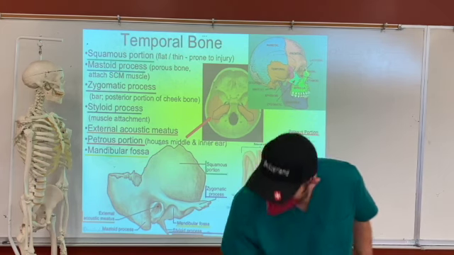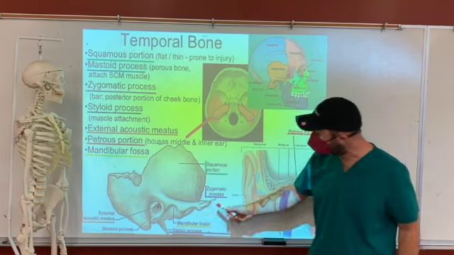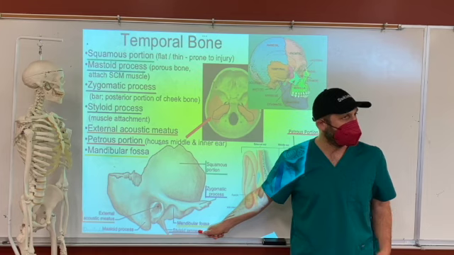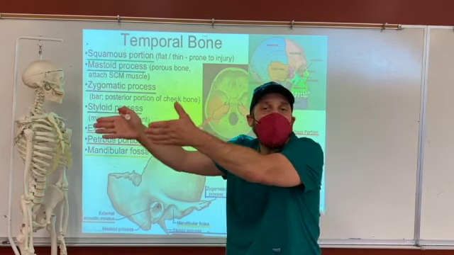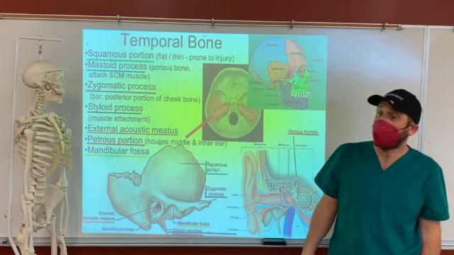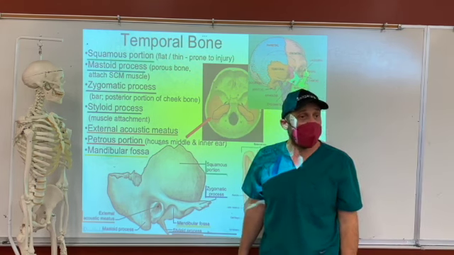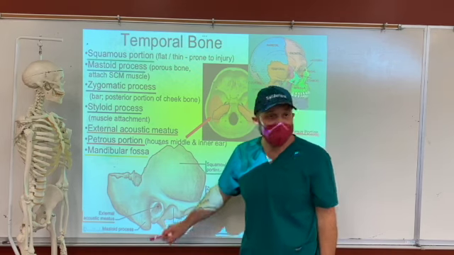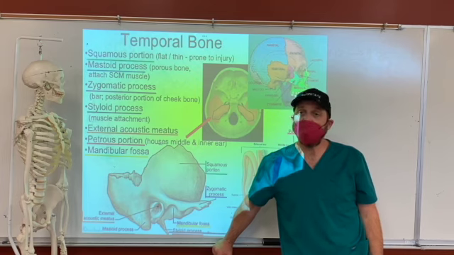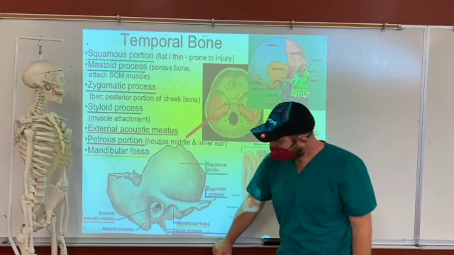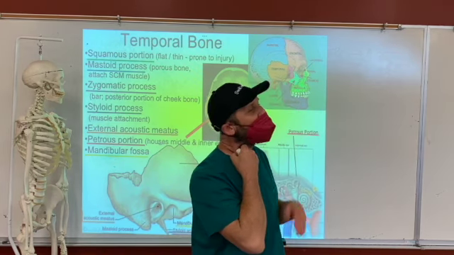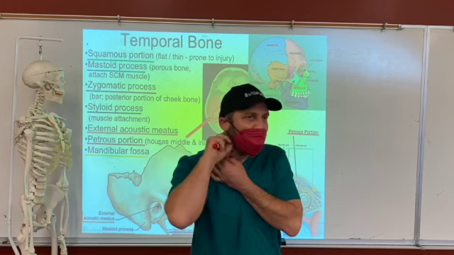And process, one of the reasons why I put that in here is the word process. Process means something sticking out from a bone. And very often, or most likely actually, when something sticks out from a bone, it means it's a muscle attachment. So a process is most likely a muscle attachment. The mastoid process back here has these muscles attached that go to the front actually, right in here.